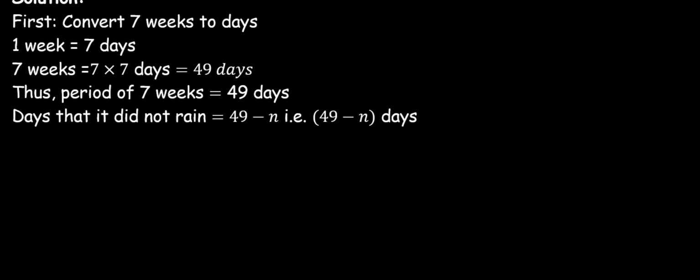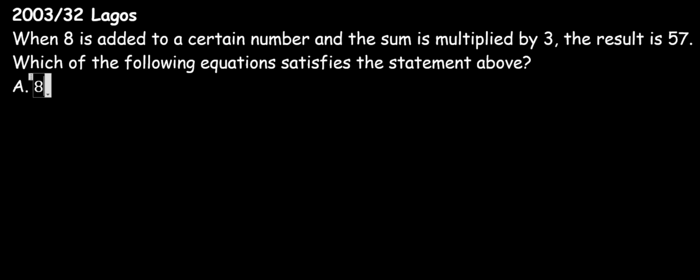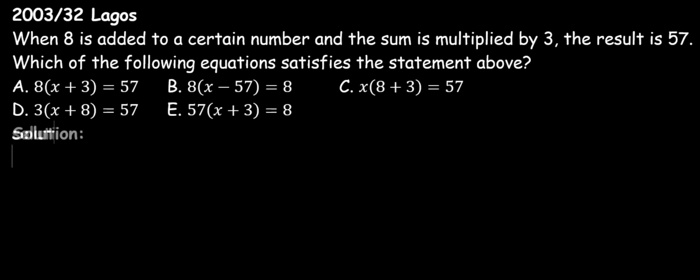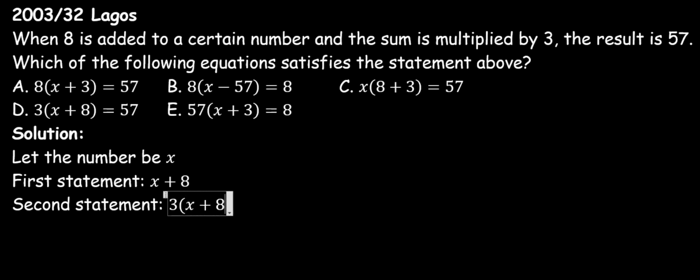Another example. When 8 is added to a certain number and the sum is multiplied by 3, the result is 57. Which of the following equations satisfies the statement above? The options are given. Solution. Let the number be x. First statement is x plus 8, since we said that 8 is added to a certain number. Then the second statement is 3 into bracket open x plus 8 bracket close equals 57. And that is our result.